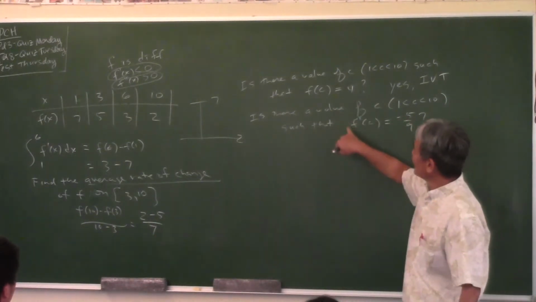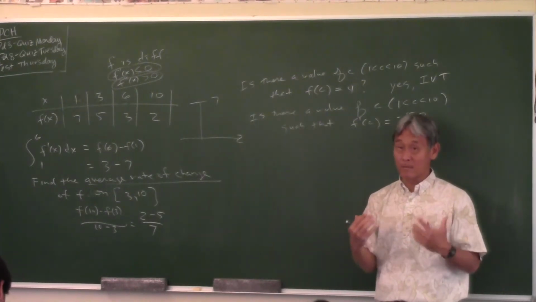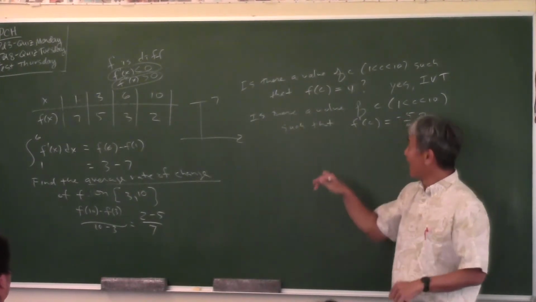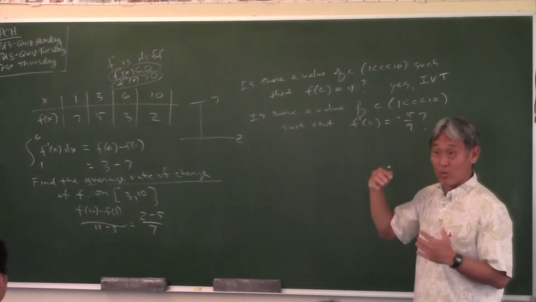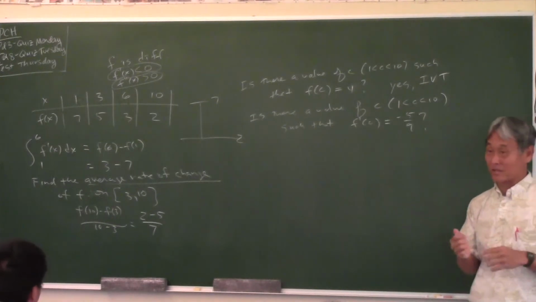Now, what's the difference between these two? This is F. When you see F, you're thinking, okay, they're asking me about the intermediate value theorem. But now they're asking about the derivative. This is the mean value theorem. So yes or no?